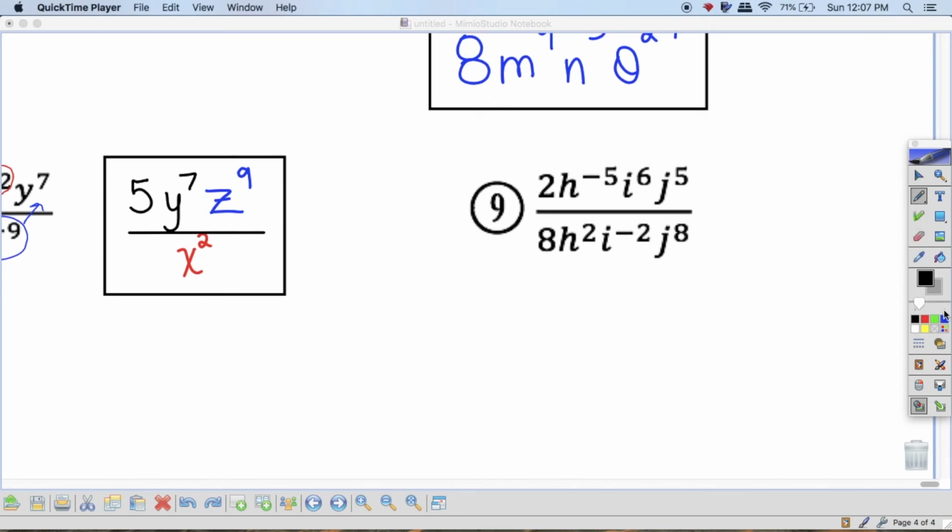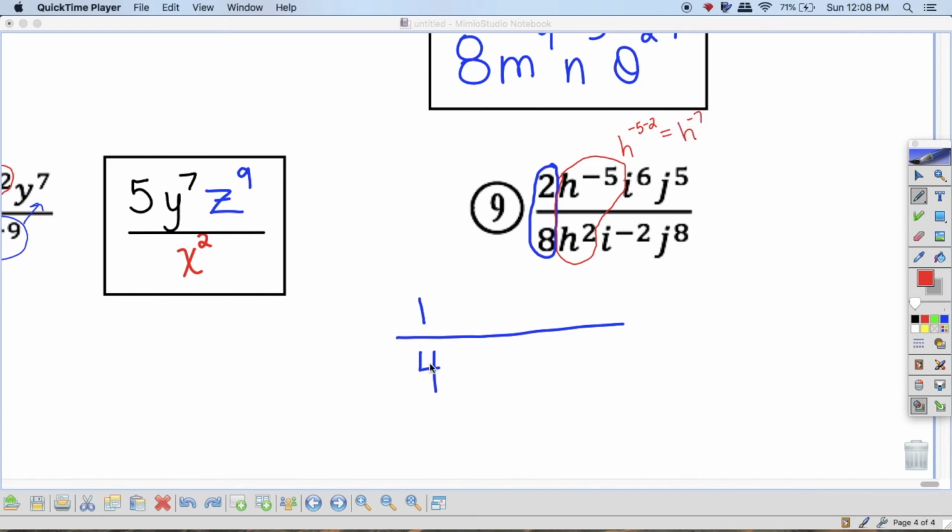Okay, number 9 has a lot of steps. I'm going to reduce the 2 over 8. Treat the 2 over 8 like I always have. That's going to be 1/4. Okay, now let's look at these h's. I've got h to the negative 5th over h to the 2nd. There's a couple ways you can look at that. I could subtract. Negative 5 subtract 2. What is negative 5 subtract 2?